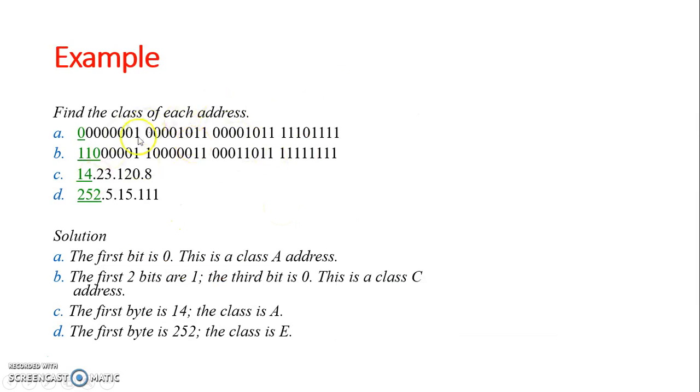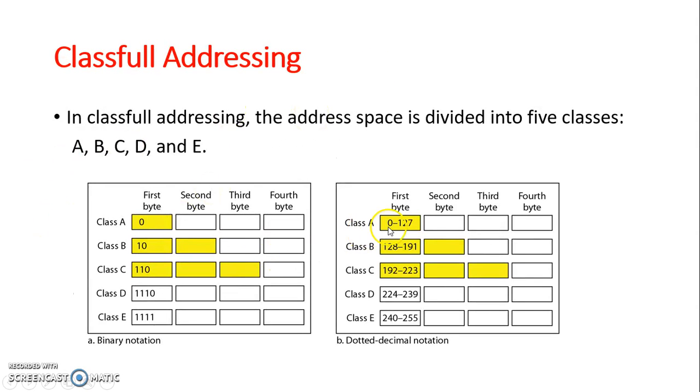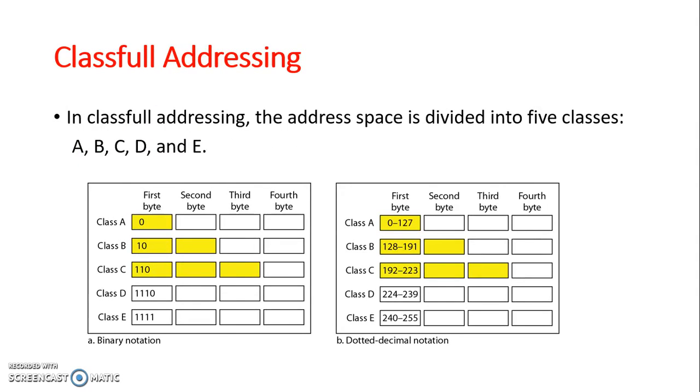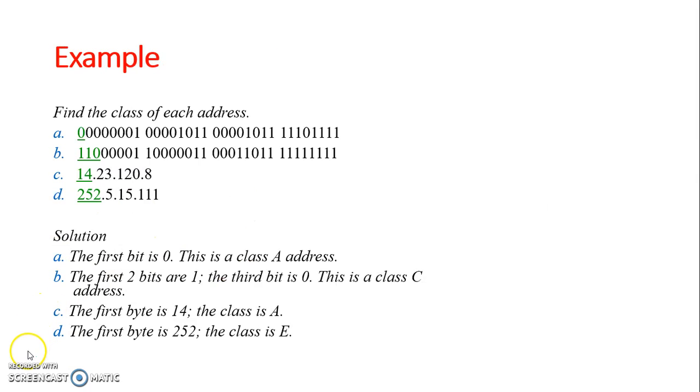And in this decimal notation, you have to look only at the first byte. Since it is 14 and it falls under the range of 0 to 127, you can tell that particular address is class A. And the same for this 252, actually it is in the range of class E, so you can say this particular address belongs to class E.